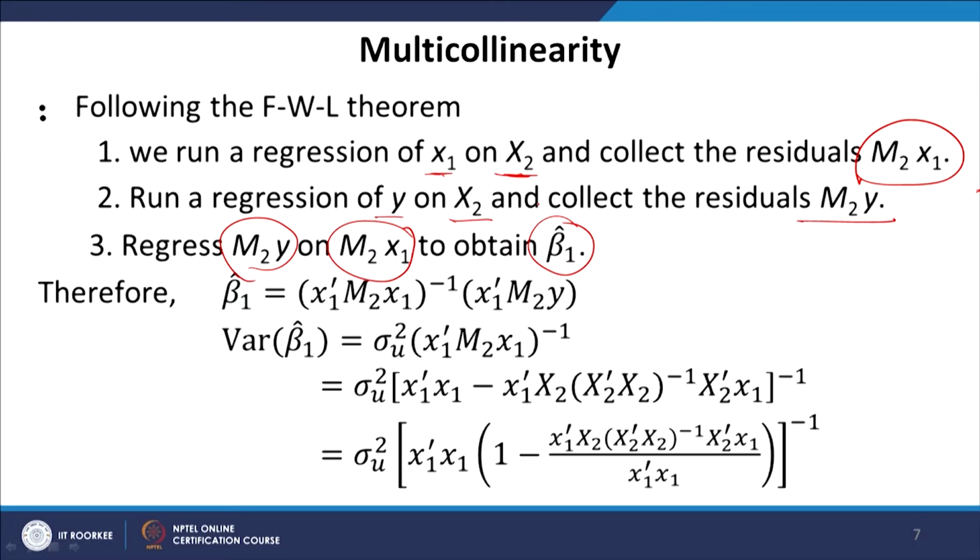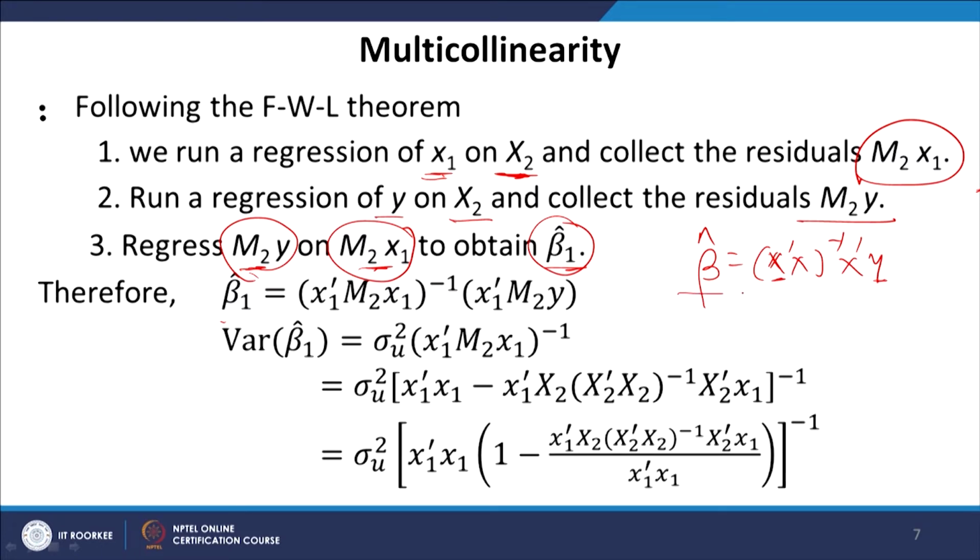Now, why are we taking this indirect route following the Frisch-Waugh-Lovell theorem? Because we have a purpose: to prove that this correlation between x1 and x2 can be troublesome while testing the significance of beta 1 hat. So, we write beta 1 hat as, you remember, beta hat is x prime x inverse x prime y, where x is the independent variable and y is the dependent variable. Here, in this context, my independent variable is M2 x1 and my dependent variable is M2 y.